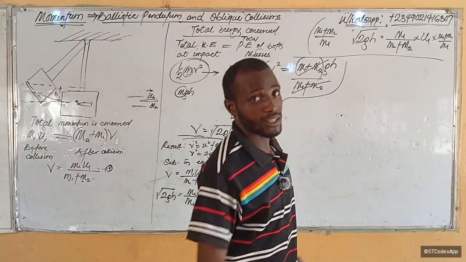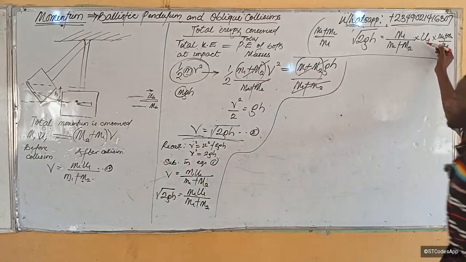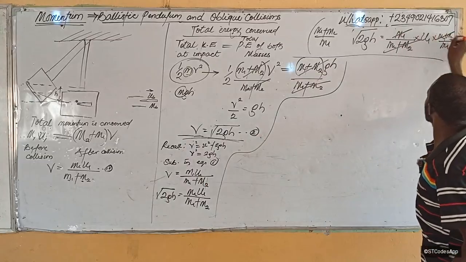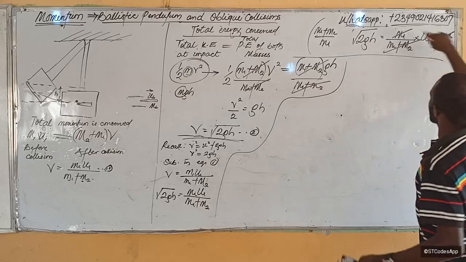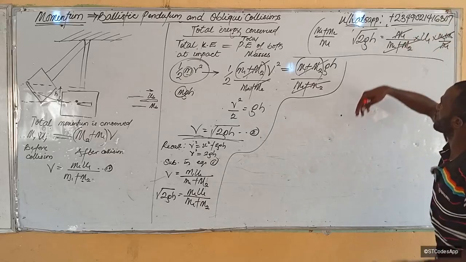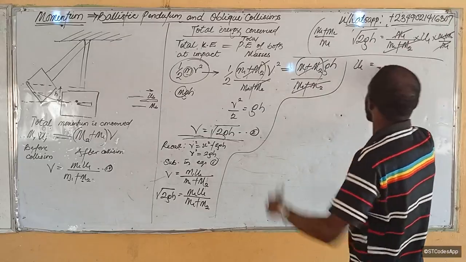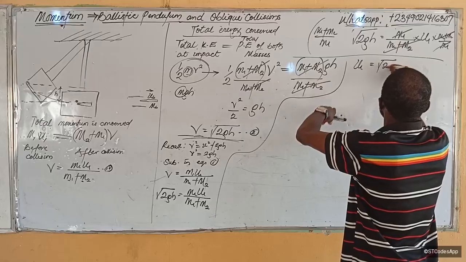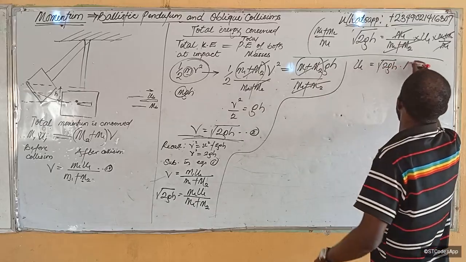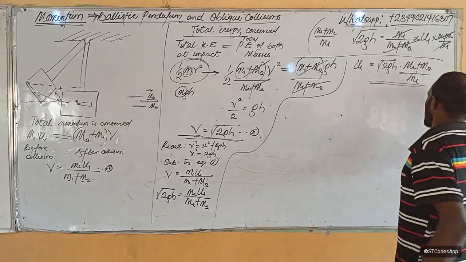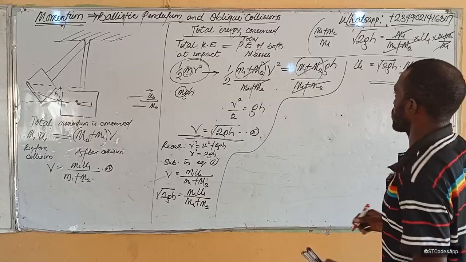Then someone will say, why did I do so? I want to obtain an expression for u1. So this will cancel this and this will cancel this. That's why I intentionally did it. I multiply by the inverse of this so that this one will leave here, so that it will be left to this. Then our u1 therefore becomes square root of 2gh times (m1 plus m2) over m1. This is also an expression for the initial velocity.